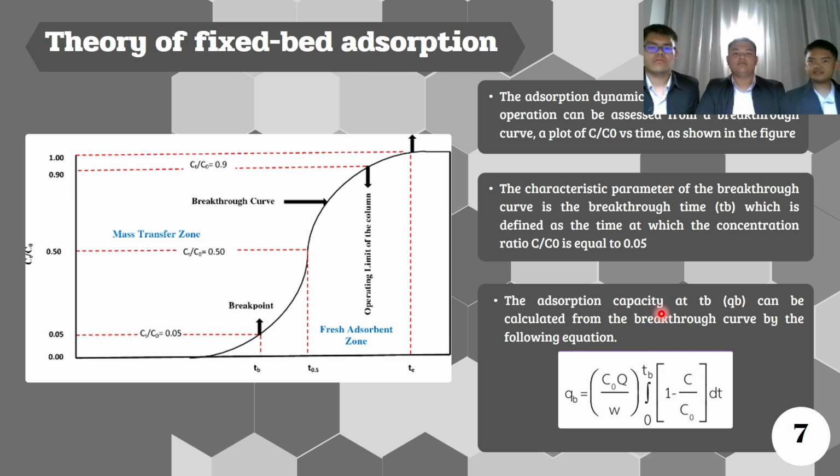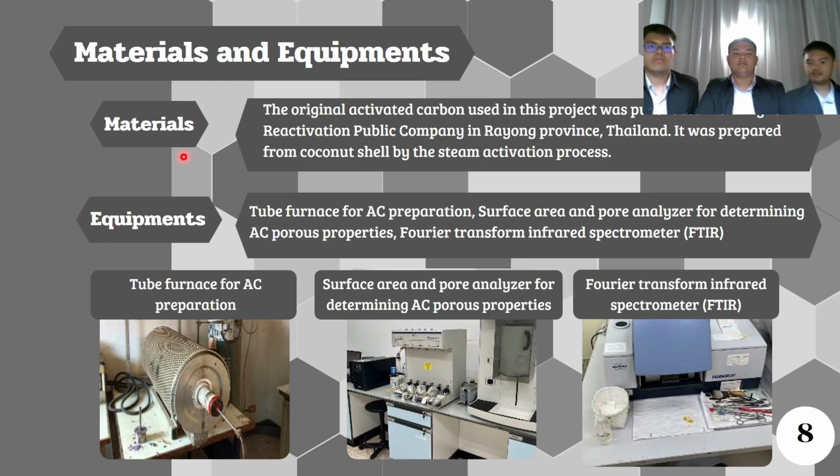The adsorption capacity at tB can be calculated from the breakthrough curve by the following equation, where C is the outlet concentration of the adsorbate or CO₂. C0 is the inlet concentration of the adsorbate. W is the weight of adsorbent or AC, and Q is the volumetric flow rate of the gas stream, which is CO₂ and N2.